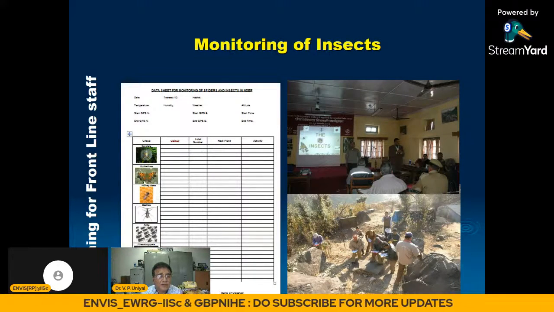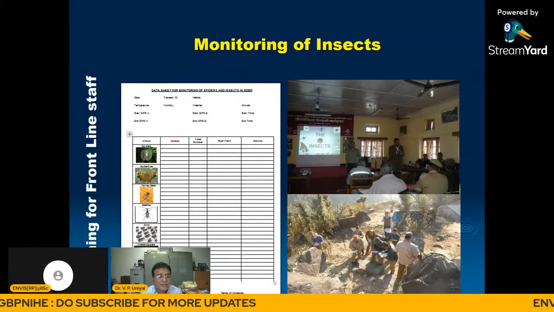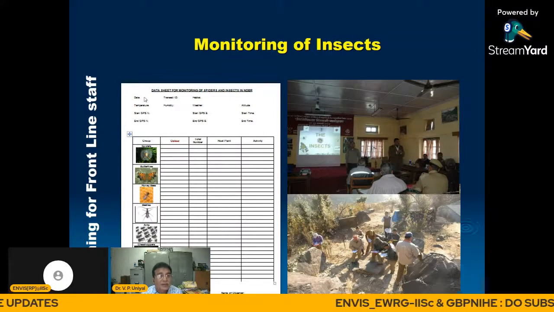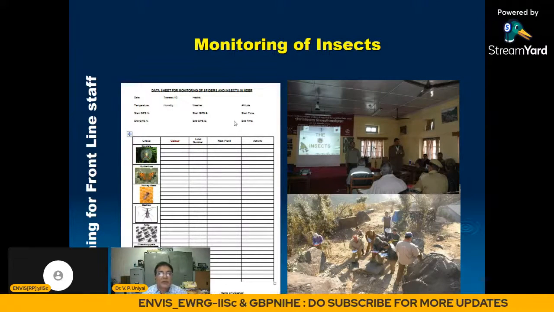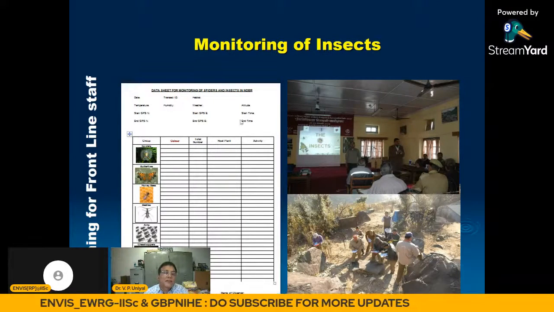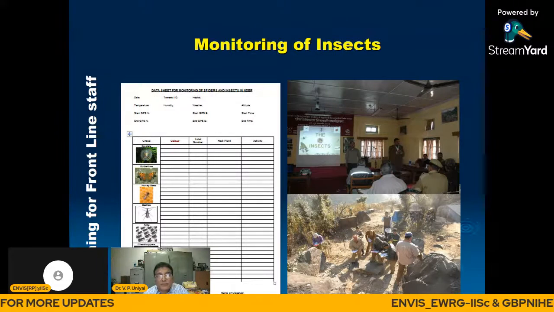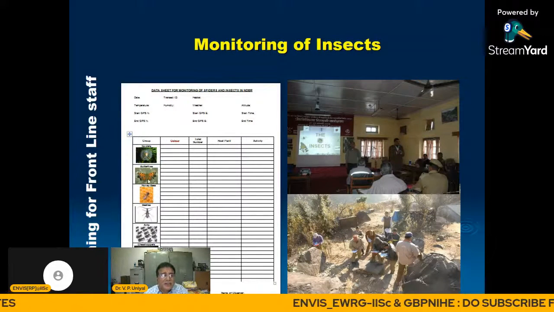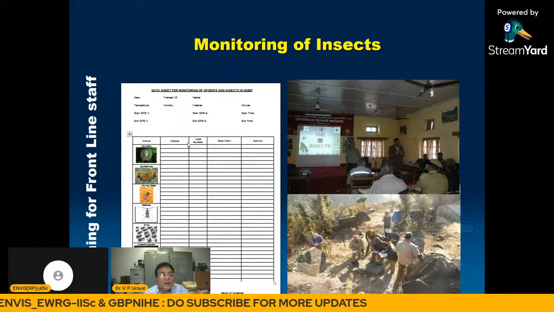Just some of the spiders, butterflies, dipterans, longhorn beetles, ants, grasshoppers, and dragonflies. Names, area, latitude, longitude. Everybody now has very fancy advanced mobiles. They can write the locations here. With this format, when the forest guard and frontline staff are visiting the forest, they can monitor here. They can write which butterfly they have seen. They have the internet, so they can identify it. Otherwise, at least they can write the color here.